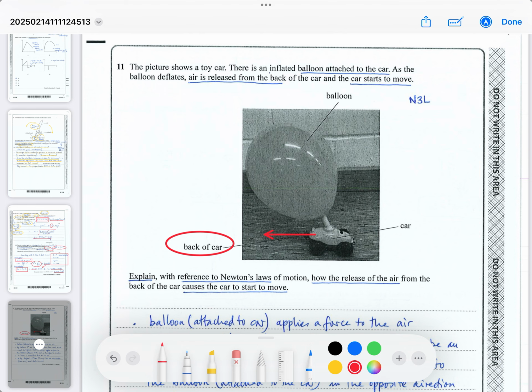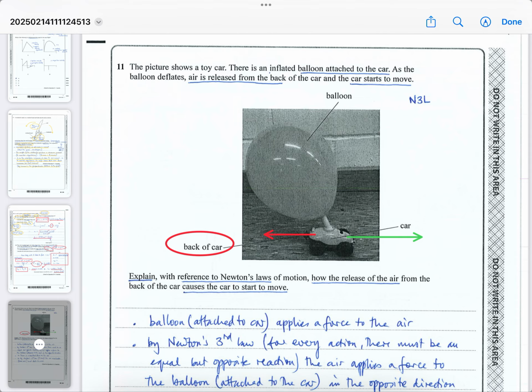Explain with reference to Newton's laws, so remember there are 3 Newton's laws of motion, how the release of this air from the back of the car causes the car to start to move. Now obviously they haven't told you which direction the car is going to move, but you should be able to tell that the car is going to move forwards. The momentum of the air backwards will equal the momentum of the car forwards. Now the velocity of the two will not necessarily be equal because they have different masses, but it's irrelevant, I think, to this question.